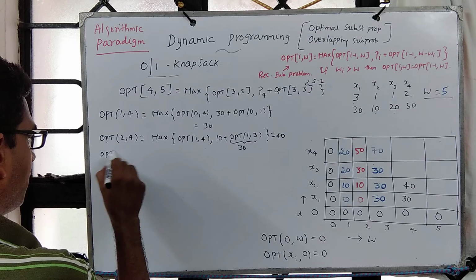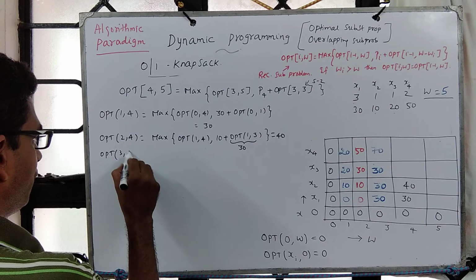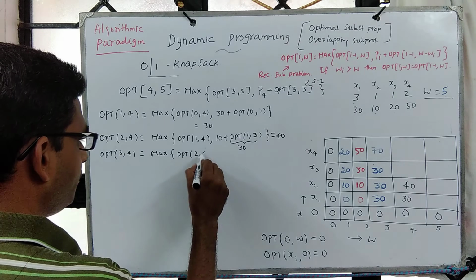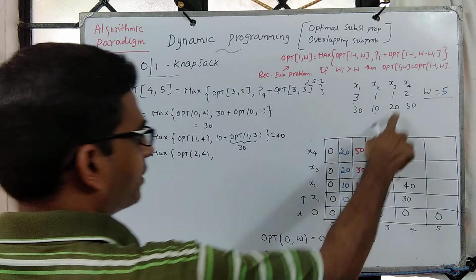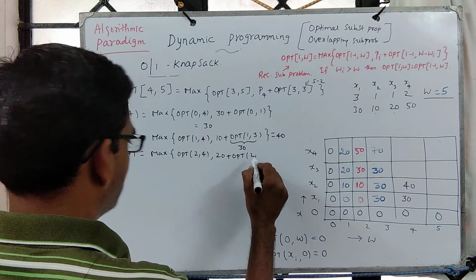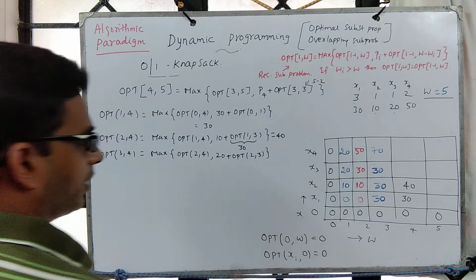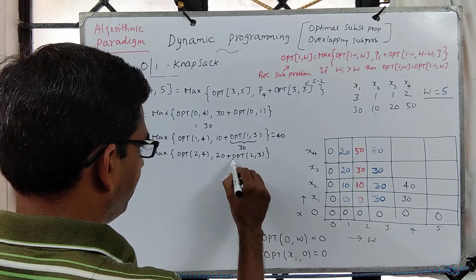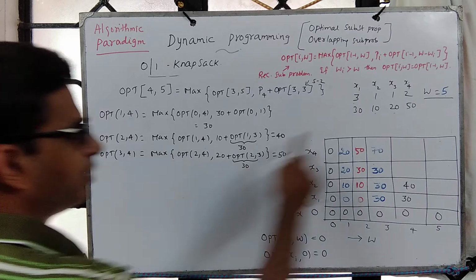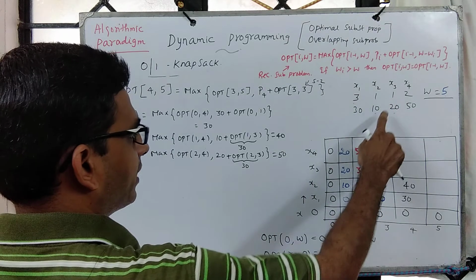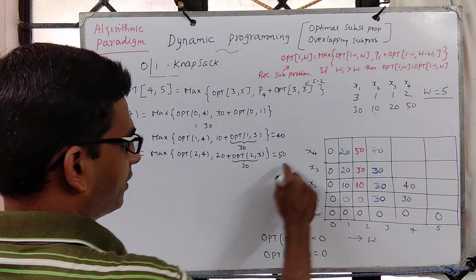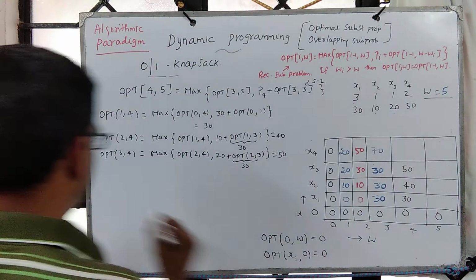Then we work with opt of 3 comma 4. This one will be max of opt of 2 comma 4, or include third object, get a profit of 20, and work with 2 comma 3. And 2 comma 3 we know it is 30, which means we get a profit of 50. It says first 3 objects and local capacity being 4. So which means I can pick x1 and x3 and get a profit of 50. That's really what this is.